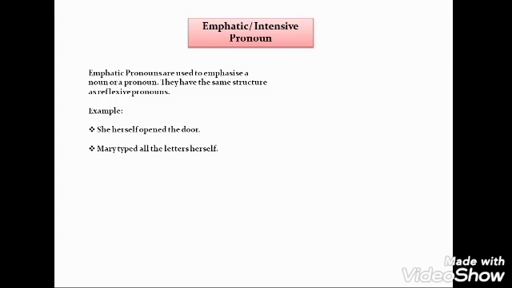Mary typed all the letters herself. Why do we add these words here? Instead of saying she herself, we may say that she opened the door, just in order to give some emphasis. Nobody else other than she opened the door. Nobody helped her, but Mary typed all the letters. So in order to emphasize, in order to just make it clear, we are using these emphatic pronouns or intensive pronouns. The other examples are, I had to do it myself. Nobody helped me. I did it myself.